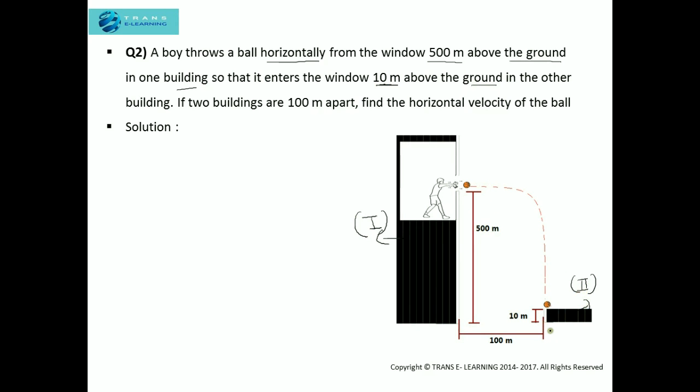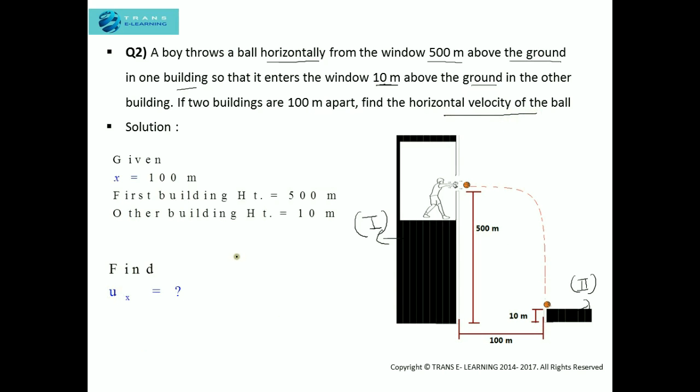Now these two buildings are 100 meters apart. We need to find the horizontal velocity of the ball. So first of all, what is given and what needs to be found. Here the horizontal distance between the two buildings is given as 100 meters. The height of the first building is given as 500 meters, whereas the height of the other building is given as 10 meters. And we need to find the horizontal velocity of the ball.